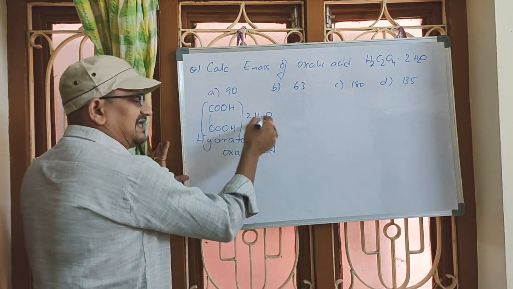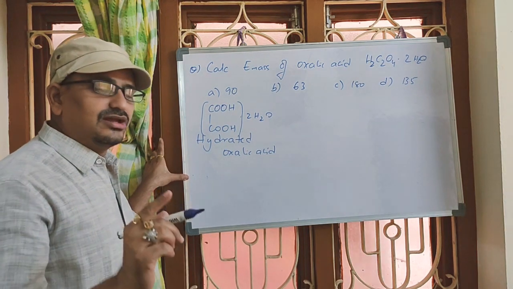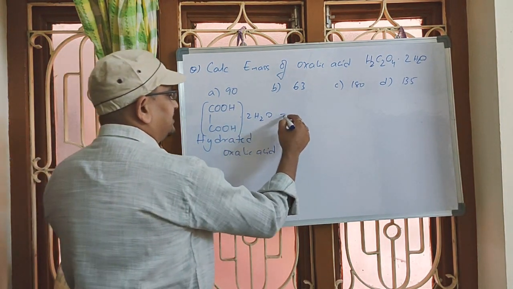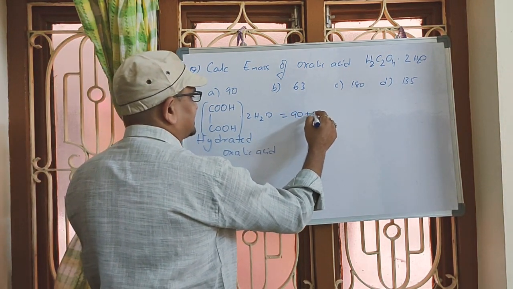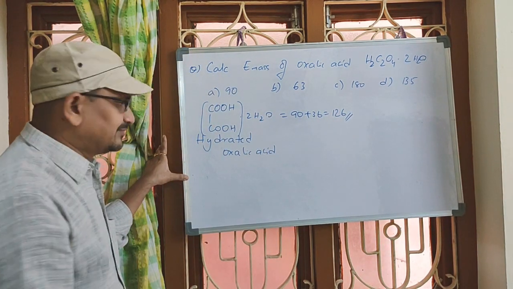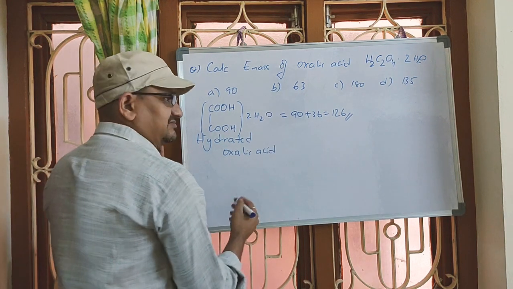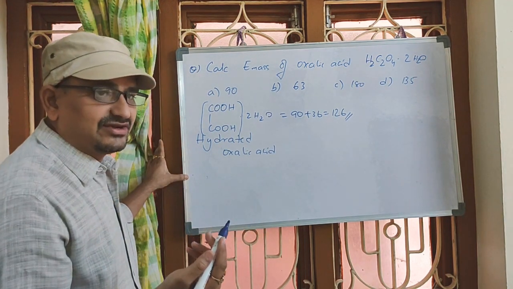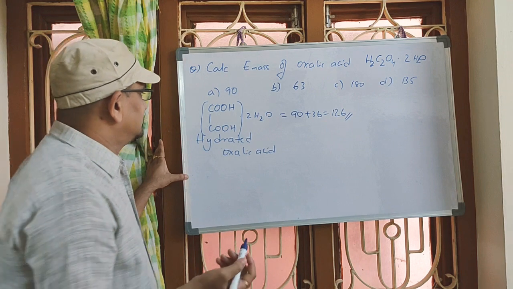In this formula, you know the molar mass of this unit. It is 90 plus each water molecule molar mass is 18. 2 into 18. It is 90 plus 36. 126 is the molar mass of hydrated oxalic acid. What's the valency factor? Number of replaceable hydrogens.